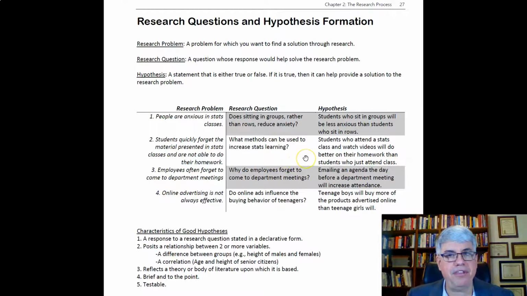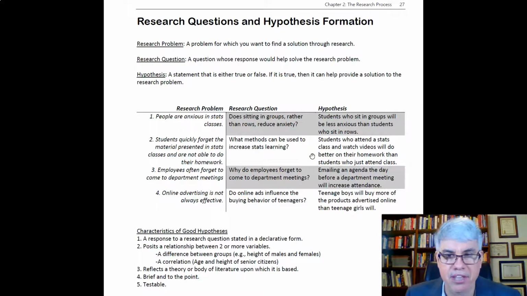And a hypothesis, a real specific one. This is a broad research question, but a specific hypothesis is here, and all hypotheses have to be specific. Students who attend a stats class and watch videos will do better on their homework than students who just attend class. So maybe I'll have the students that just attend class and go do homework, and then I have another set of students who attend class and watch videos that I've made. See if they do better on their homework.